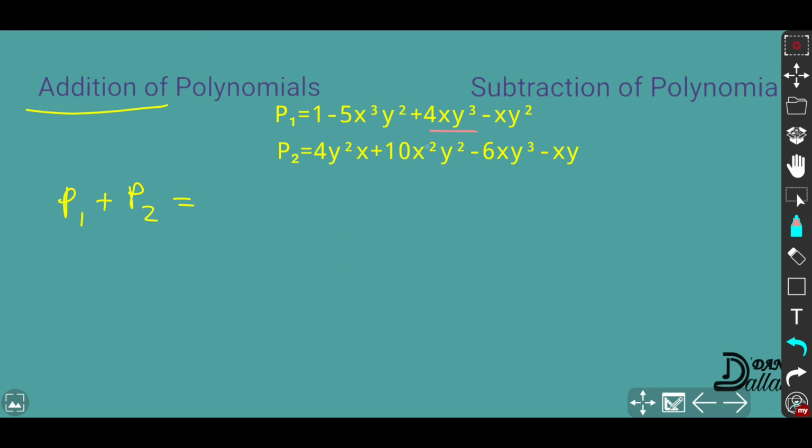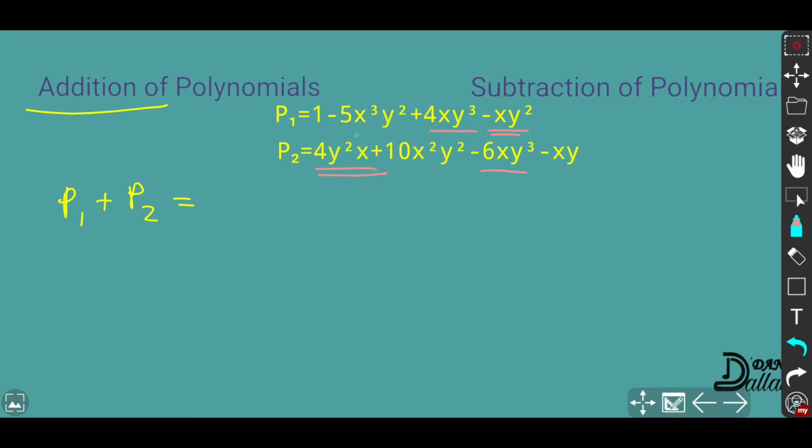xy cubed, 4xy cubed, and minus 6xy cubed, right? They're similar. Next one, y squared x, 4y squared x, I put a double underscore, and minus xy squared. Why? Because the order is different. I mean, the first goes x, then y squared. However, here y squared goes first and then x. But you know that during multiplication, you can change the factors, swap them, and the result will be unchanged. So in this case, you still have identical terms.